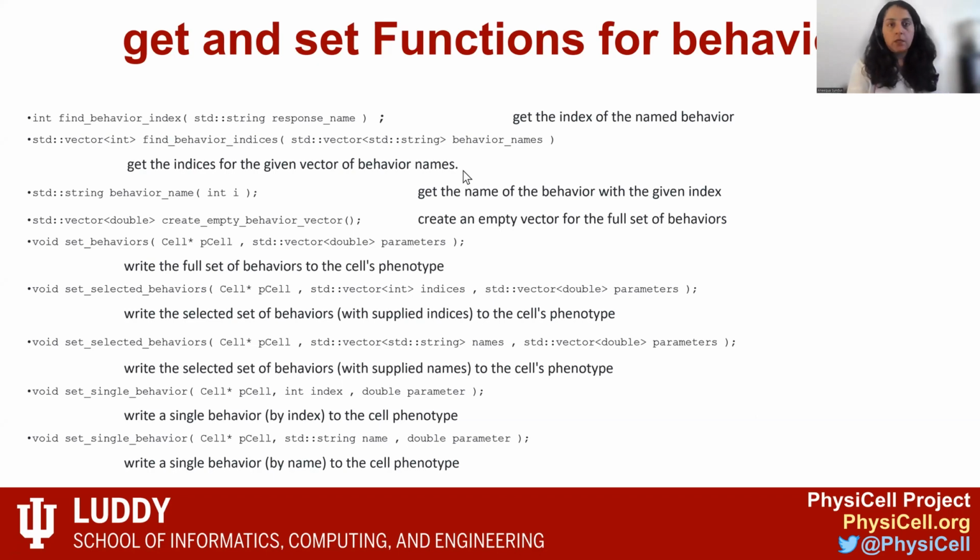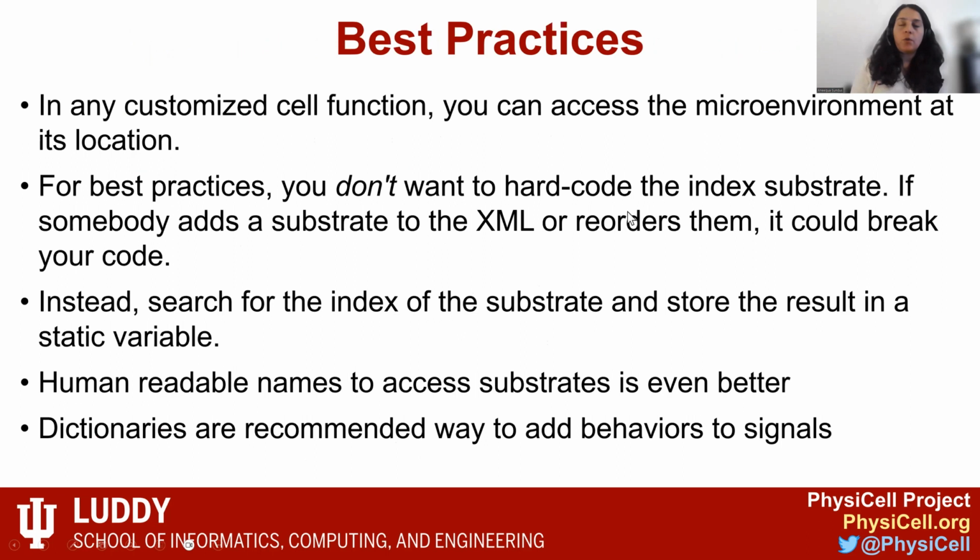After that, I would go through some of the best practices that we recommend while working with C++, things to remember and the best practices. In any customized cell function, you can access the microenvironment at its location. That would be helpful if you want to see where the cell is and what the value of the microenvironment there is, and if you want to change any behavior based on that.